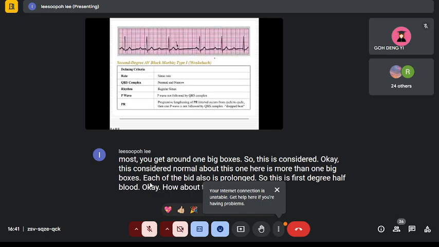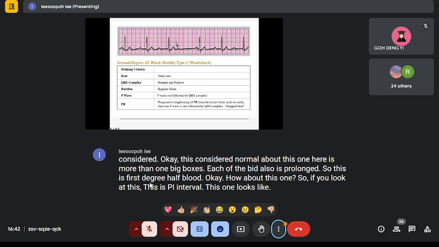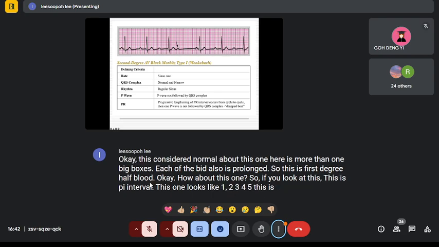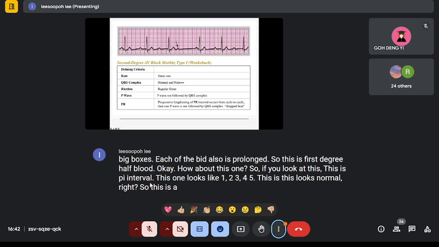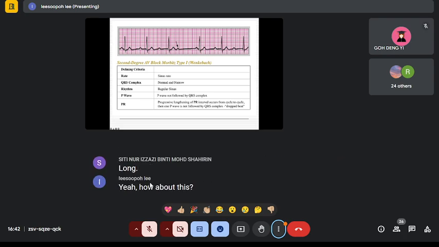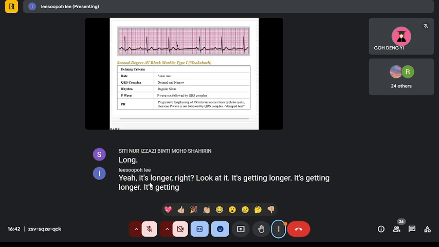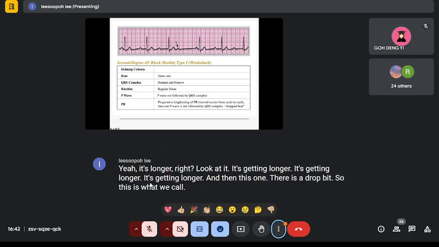Okay. How about this one? If we look at this, this is the PR interval. This one looks like 1, 2, 3, 4, 5. This looks normal, right? So this is a P, QRS and T. How about this one? Is it long or not? Long. Yeah. How about this one? Long. Yeah, it's longer, right? If you look at it, it's getting longer, and longer, and longer. And then with this one, there is a dropped beat. So this is what we call second degree heart block, but this is type 1.